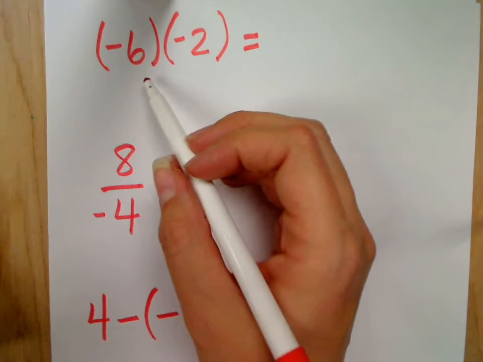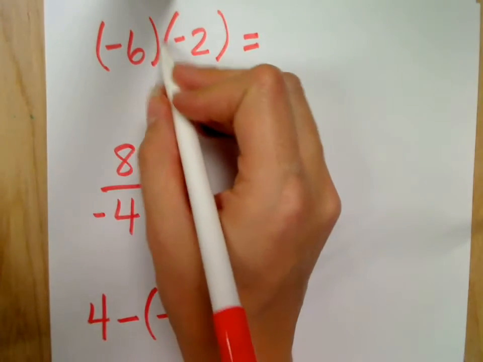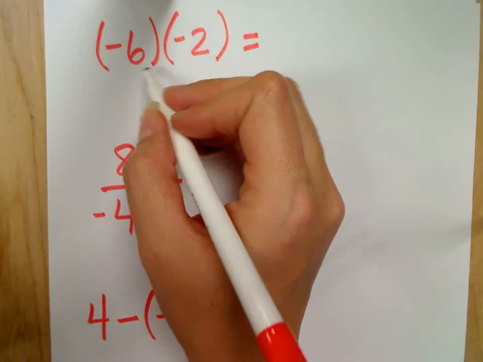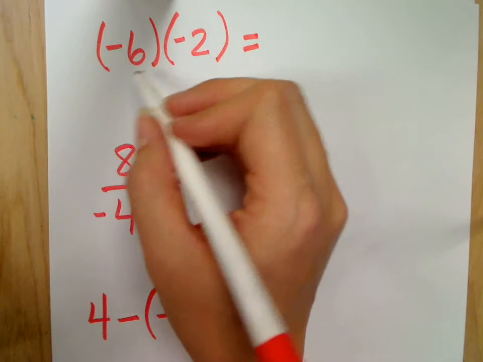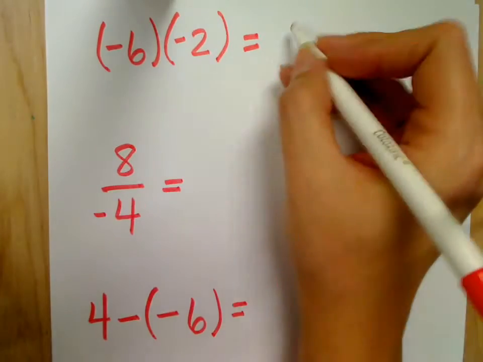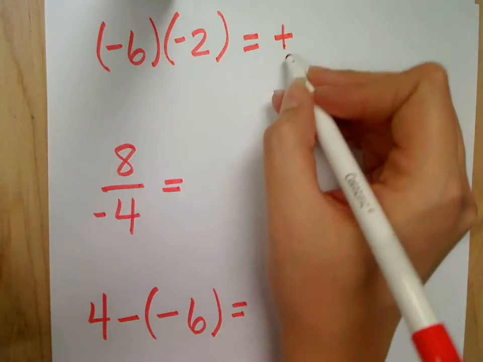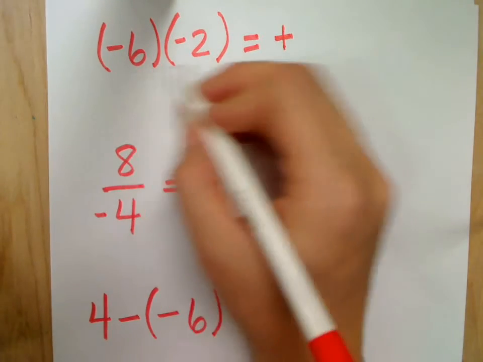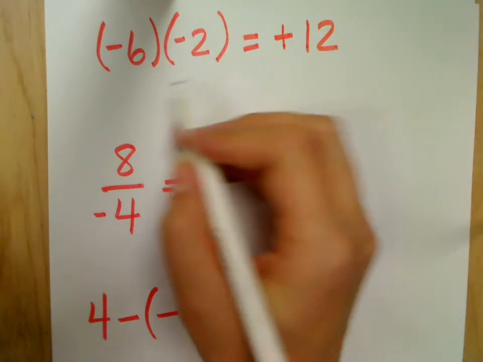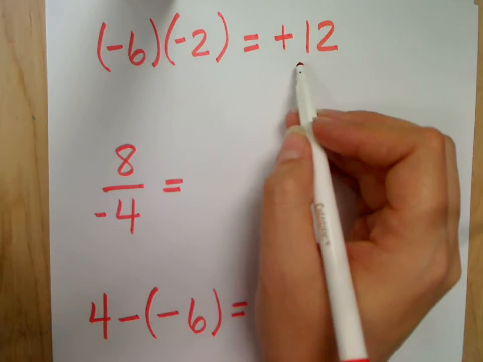This is -6, and because there's no sign or operation in between these parentheses, that means I'm going to multiply. A negative times a negative is a positive, and you don't necessarily have to write the positive sign, and 6 times 2 is 12. So my answer for this one is 12.